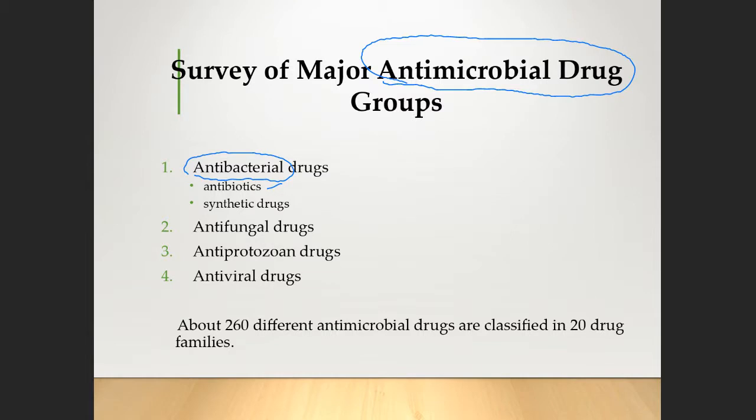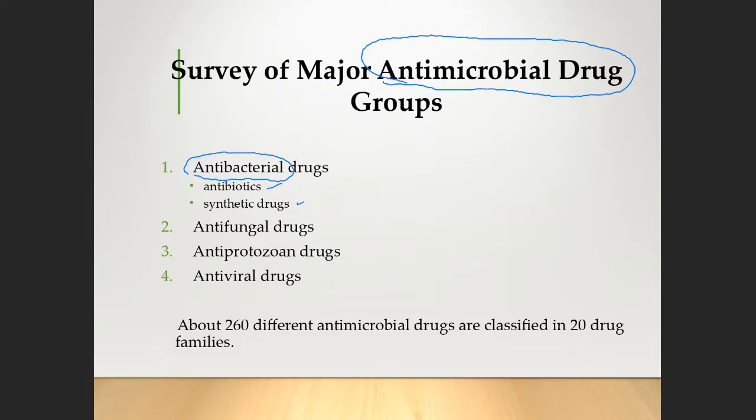If it is natural, produced by nature, then it's just called antibiotics. But if it is made in the laboratory, then this antibacterial drug is called a synthetic drug. Okay? And this is the one that we will discuss in this lecture, lecture number 3.